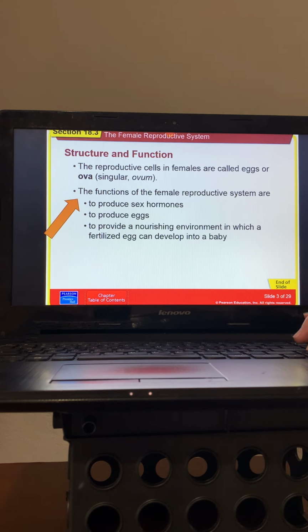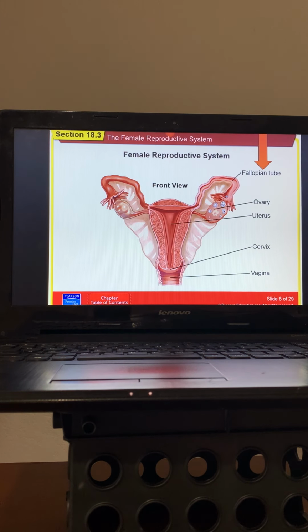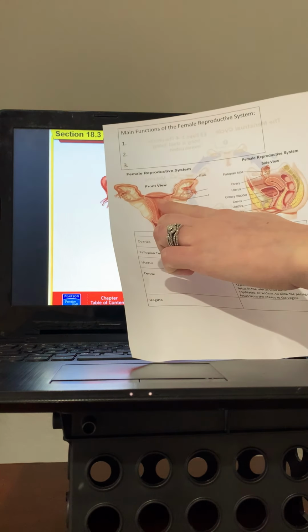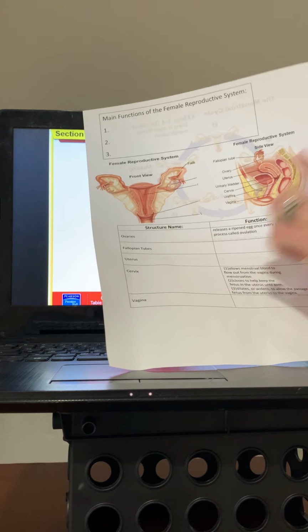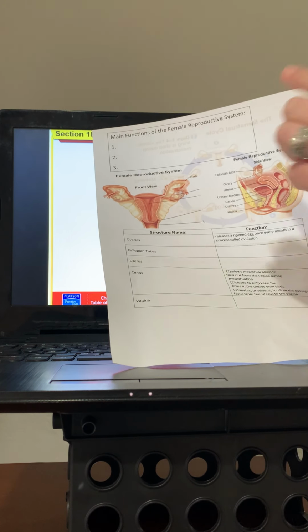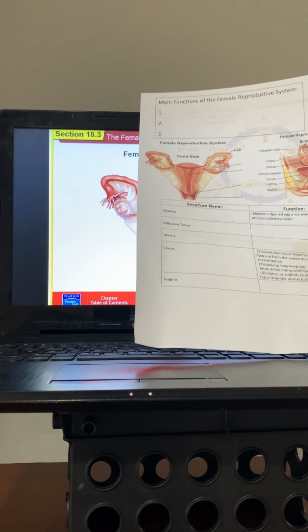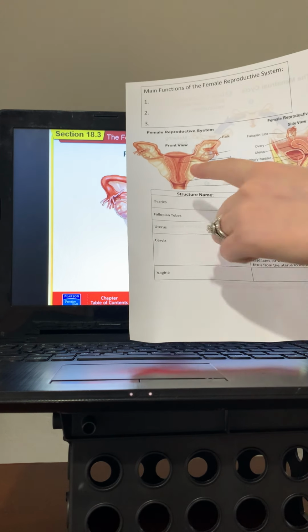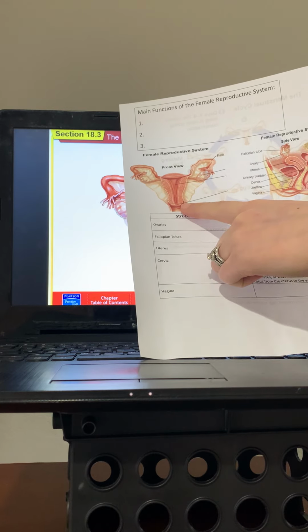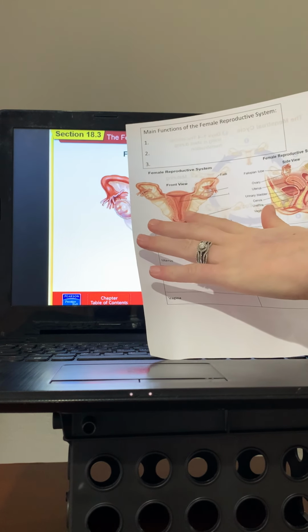The next thing we are going to do is fill out our diagram. So if you look, you have 2 pictures. You have the front view and you have the side view of the female reproductive system. The side view is already filled in. What we are looking at is the front view. So I want you to think, when you picture a female, is this something you've ever seen? Probably not, because all of this is on the inside of a female.